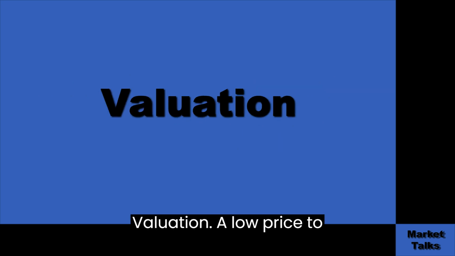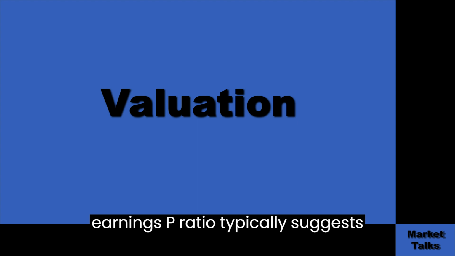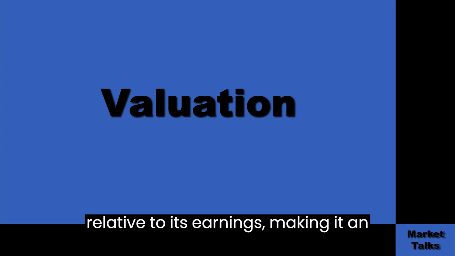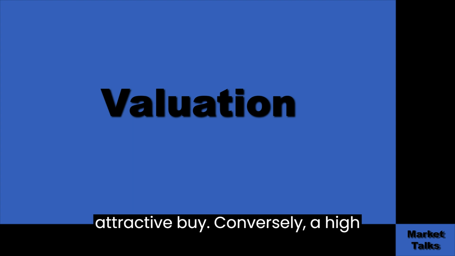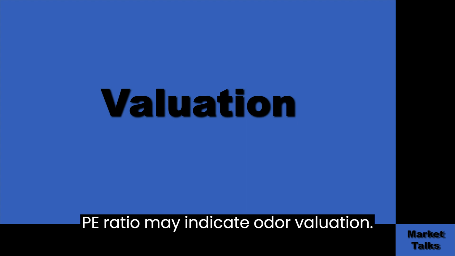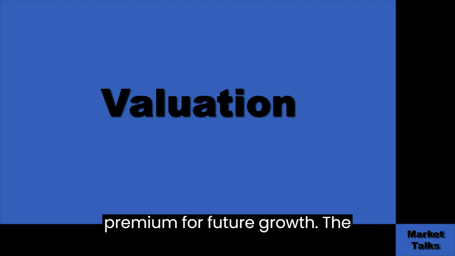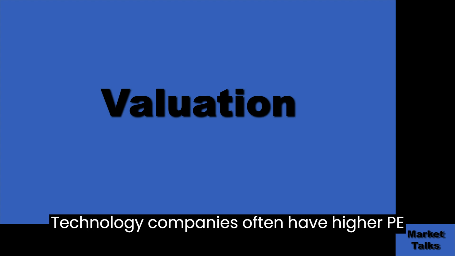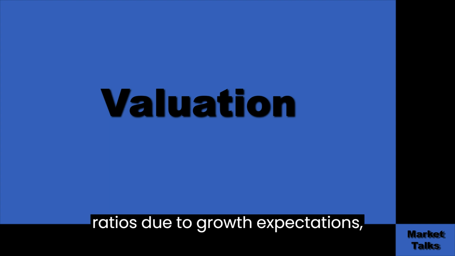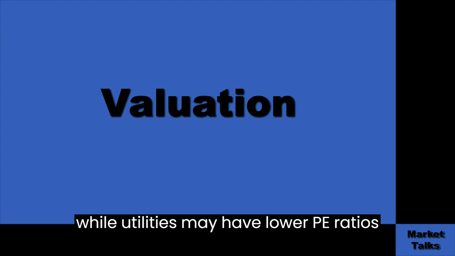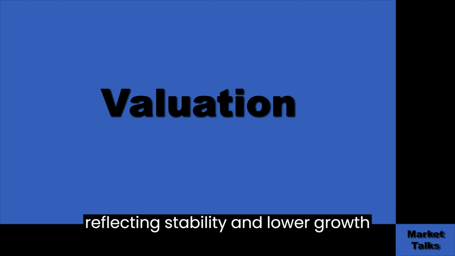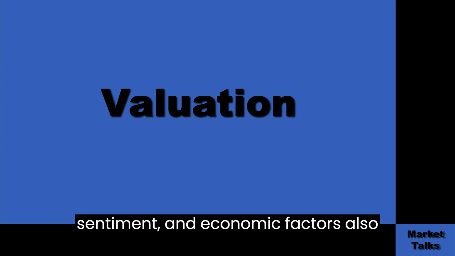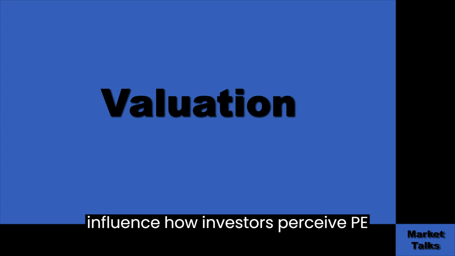Valuation. A low price-to-earnings (P/E) ratio typically suggests that a stock is potentially undervalued relative to its earnings, making it an attractive buy. Conversely, a high P/E ratio may indicate overvaluation, meaning investors are willing to pay a premium for future growth. The interpretation can vary by industry. Technology companies often have higher P/E ratios due to growth expectations, while utilities may have lower P/E ratios, reflecting stability and lower growth prospects. Market conditions, sentiment, and economic factors also influence how investors perceive P/E ratios.